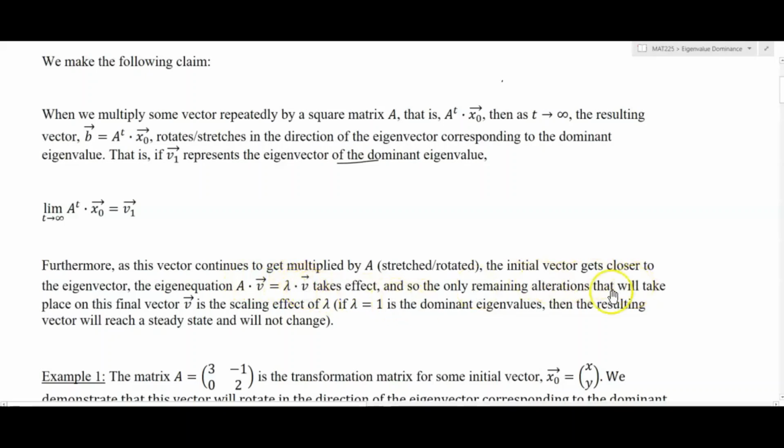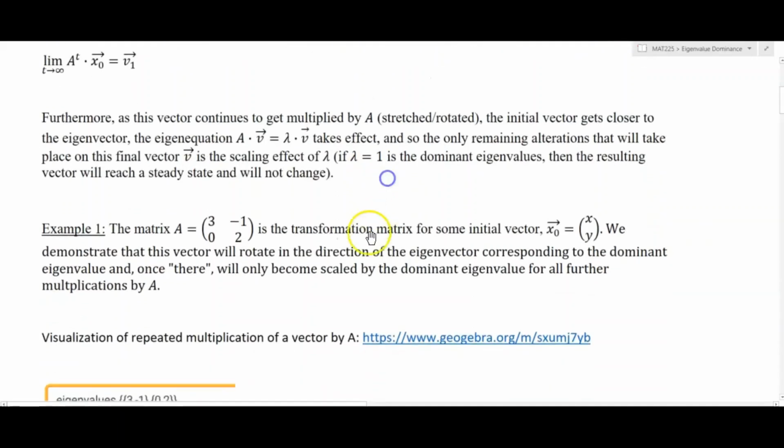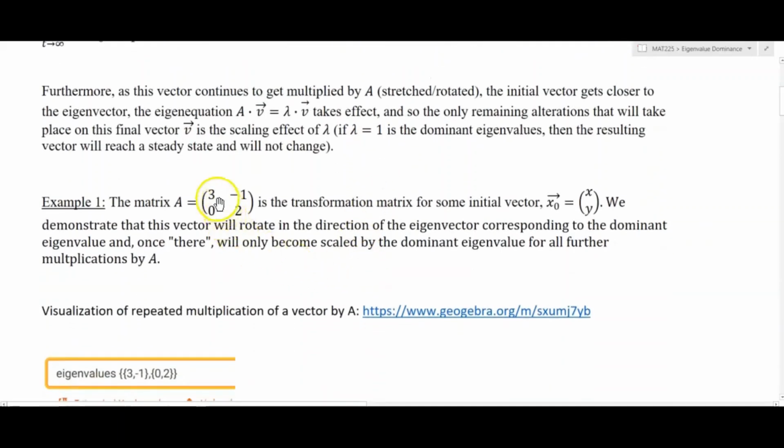And so the only remaining alteration that will take place on this final vector v is the scaling effect of lambda. If lambda 1 is the dominant eigenvalue, and it equals 1, then the resulting vector will reach a steady state and will not change. So here is an example. The matrix A equals [3, 0; -1, 2] is the transformation matrix for some initial vector x naught equals (x, y). We demonstrate that this vector will rotate in the direction of the eigenvector corresponding to the dominant eigenvalue, and once there, will only become scaled by the dominant eigenvalue for all further multiplications by A.